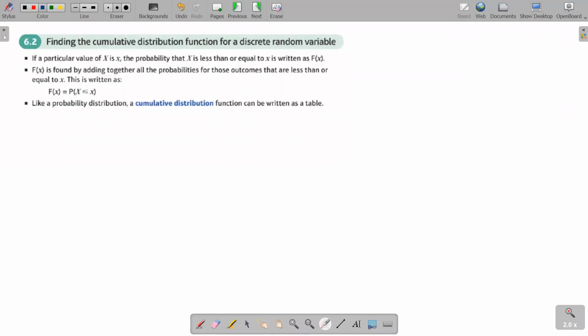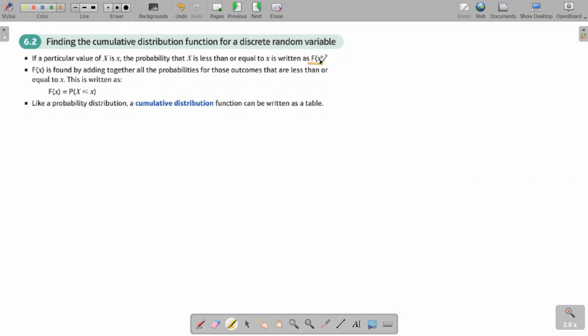Okay, so now we move to section 6.2, finding the cumulative distribution function for a discrete random variable. If a particular value of capital X is simple x, the probability that capital X is less than or equal to x is written as capital F of x. Can you see this? F of x. So this capital F(x) is what we denote as cumulative frequency.